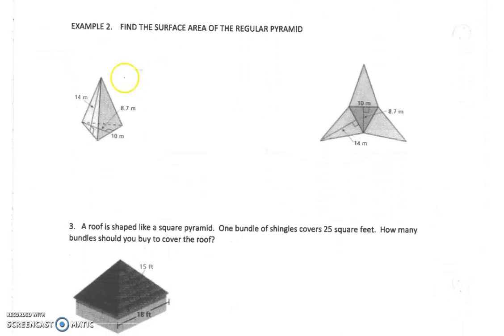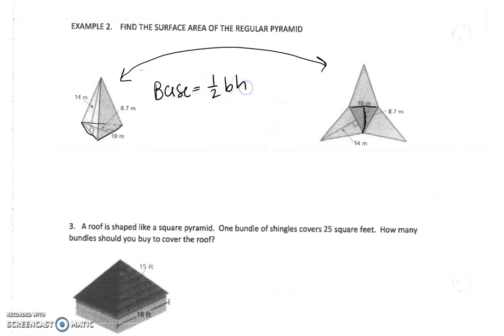Example 2. Once again, these 2 pictures are the same thing. Here's my base triangle, which is 10 by 8.7. So that's my 10 by 8.7 over here. And then all of my triangles have a slant height of 14. So now my base is a triangle. So my base area is half of base times height. The base of the triangle is 10. The height of the triangle is 8.7. And I'm getting my calculator out, and 5 times 8.7. Why is it 5? Because half of 10 is 5. And so the area of the base is 43.5.